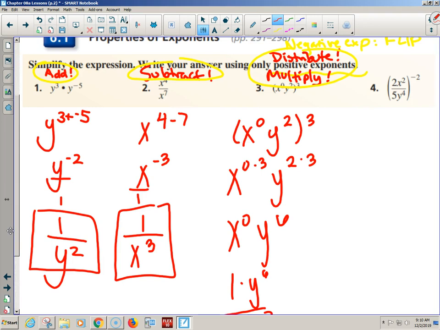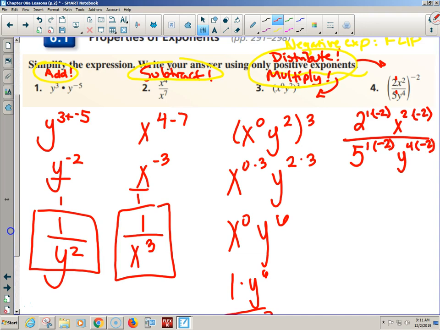maybe some of you forgot that if there's no power shown with a piece, there's an understood 1. So it's 2 to the 1 and 5 to the 1. And then this is technically, look at that parenthesis, going to be this multiplication again and this distribution again. So I'm going to have 2 to the 1 times negative 2, x squared times negative 2. If you want, you can put little parentheses because it's starting to look messy with that negative in there. 5 is going to be raised to the negative 2, and y to the 4th is also going to be times negative 2.